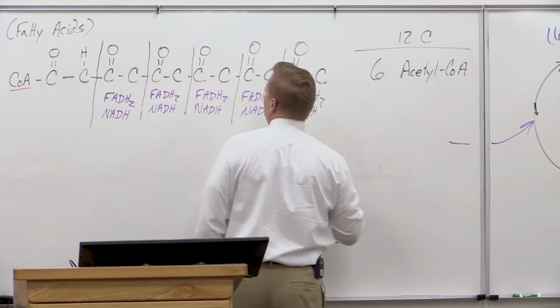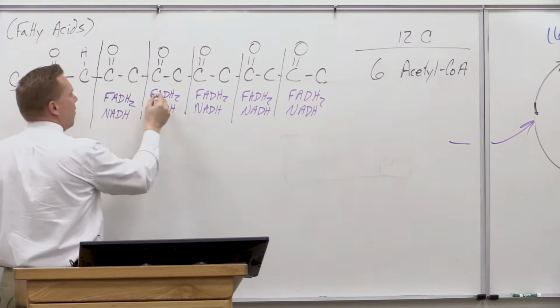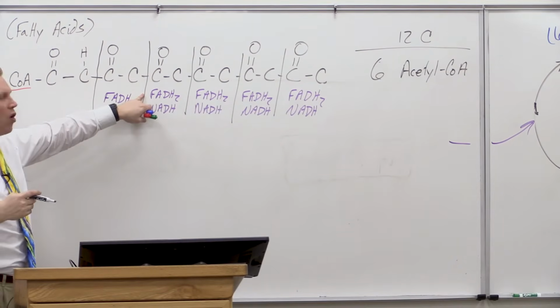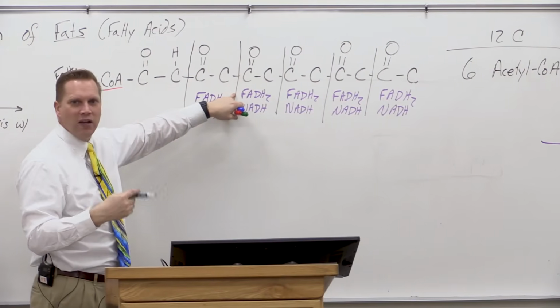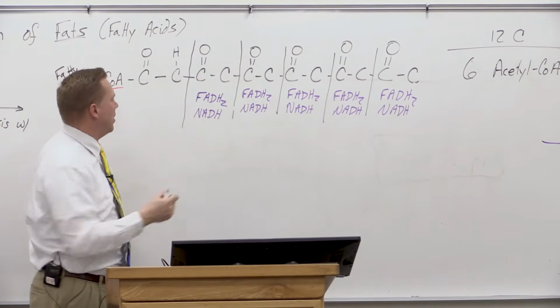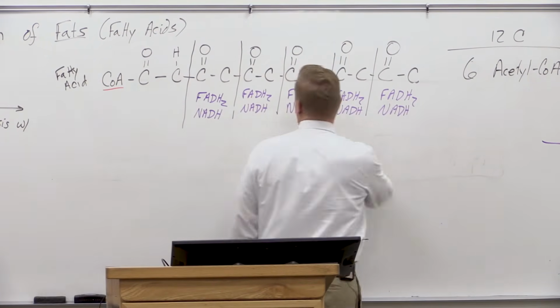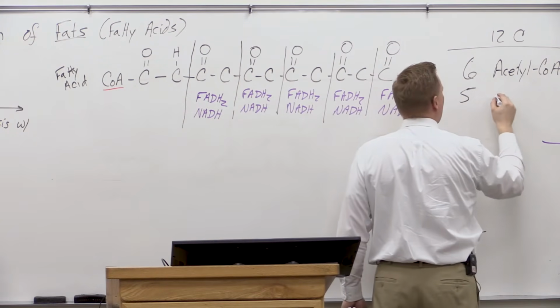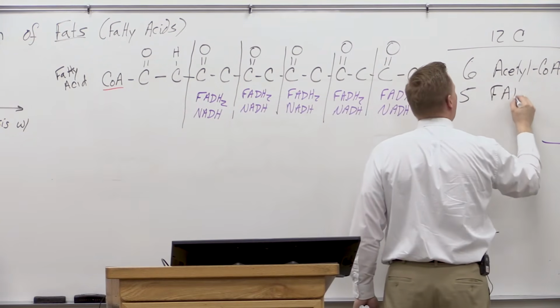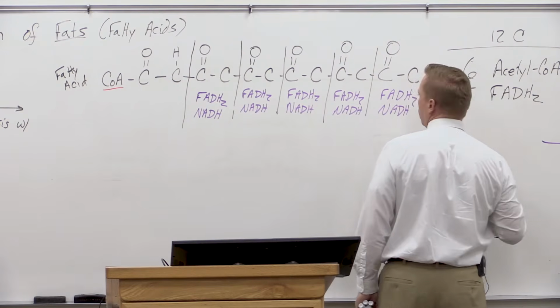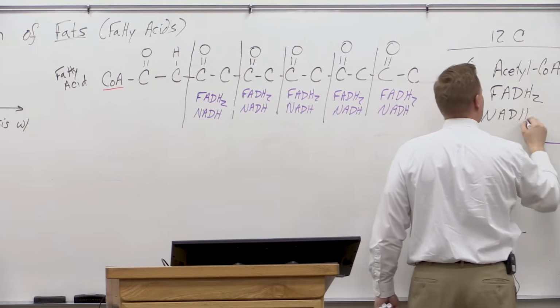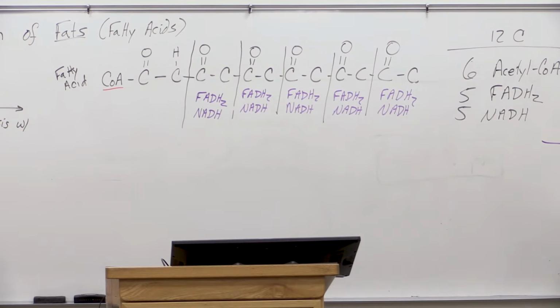But just as important, we got some FADH2s. Remember, these are the high-energy reduced coenzymes that we're going to use later to get even more energy. So how many of those did we get? Well, we got 1, 2, 3, 4, 5. 1 for each beta oxidation we carried out. So we got 5 FADH2s. And then we also got 5 NADHs. So now we've broken down our fat.